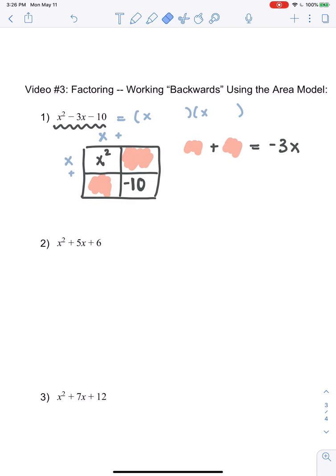We're going backwards from the last video. So our next step is, what two numbers are going to multiply to 10? Well, we know that 10 times 1 is equal to 10, and 5 times 2 is equal to 10. And that's about it. So we're going to try 5 and 2. One of these two needs to be negative because we have negative 10. So why don't we try the 2 being negative first.